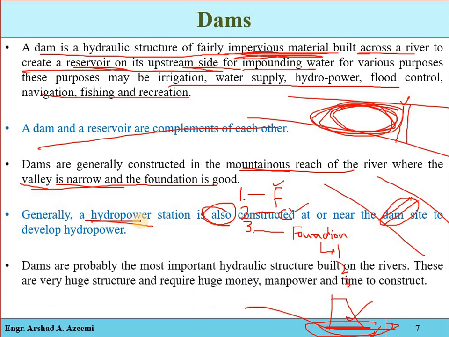Remember, this is a huge structure that is constructed. Actually, we have to control the flow of a river. So a massive structure will be constructed across the river, and it will require a very high budget, and some power, both manual power and mechanical power, will be required, and it will take some time. The dam hydraulic structure is a type of long-term project, which can take more than 5 to 10 years.